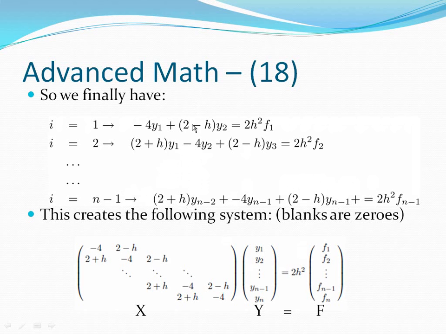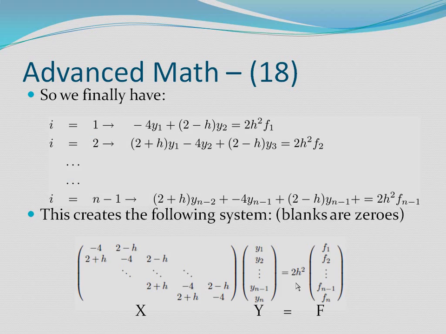All the blanks are zeros. And then all you have to do, if you want to solve for this differential equation, is just find the inverse. And remember, all these function values here, they are represented as such. So to solve for this system of equations, you just take the inverse of x and then multiply by f. So how do you code this?